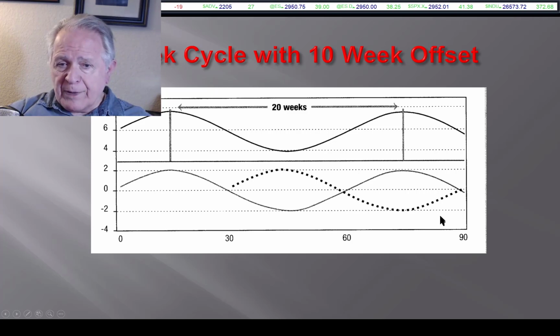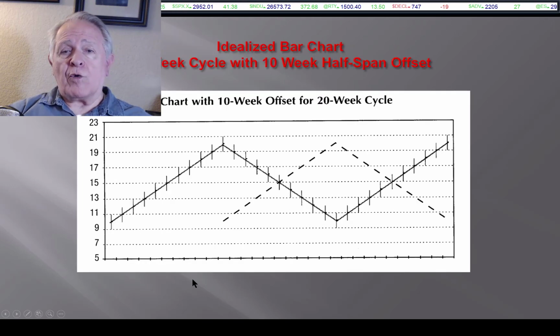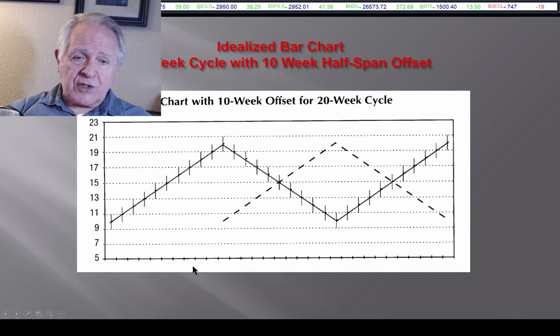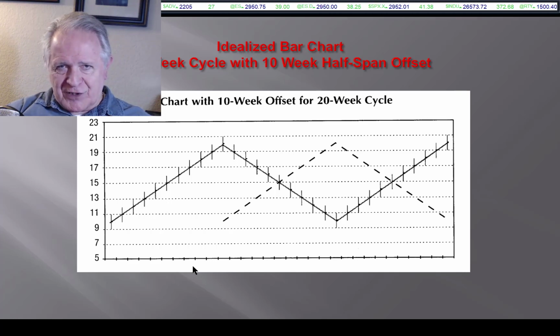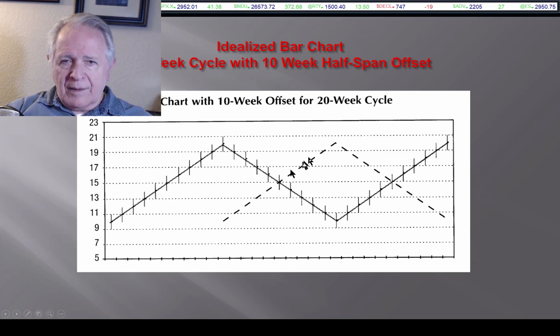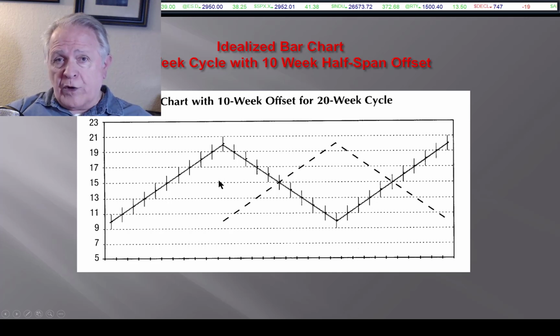And look at what happens. What happens is the original cycle moves up and crosses the offset at exactly the halfway point. Same thing happens on the way down. It moves down, crosses the original sine wave at exactly the halfway point. Well, let's take one more step and look at it in terms of a stock chart. This is obviously an idealized stock chart. Prices don't move from, let's say, 9 to 21, back down to 9, up to 21. But it's idealized to show you how we do the price projections.